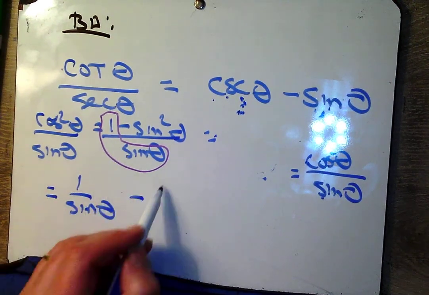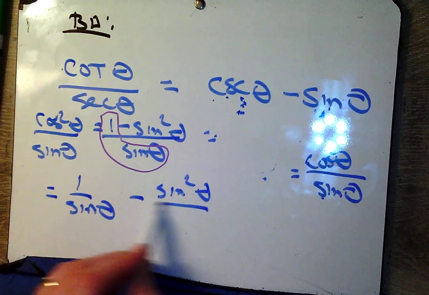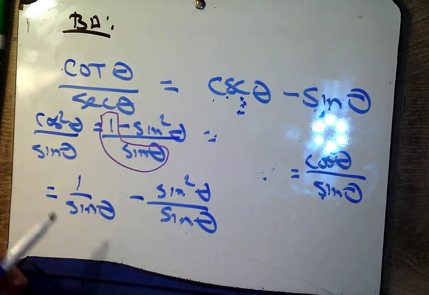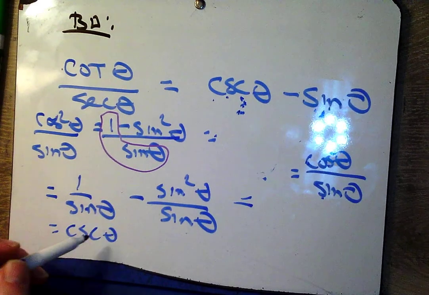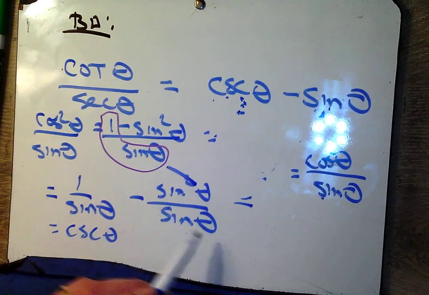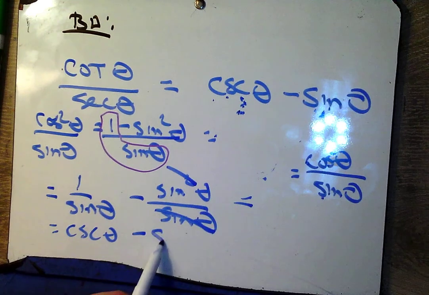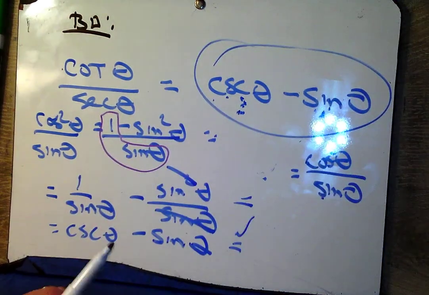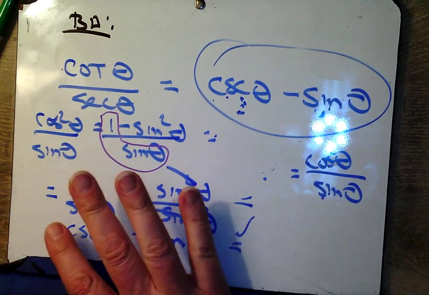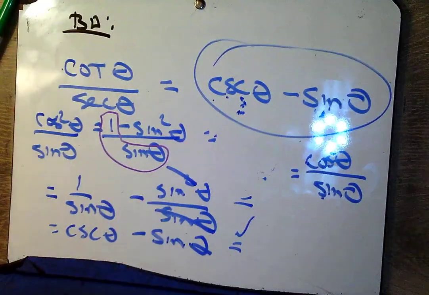And the other is going to be sine squared over sine. Well, that's great, because 1 over sine is cosecant. And sine squared, well, I can take one of those with one of those. And so I'm just left with minus sine. And sure enough, that's what I'm trying to get. Okay? So for people who work the left side, that's what I might do.